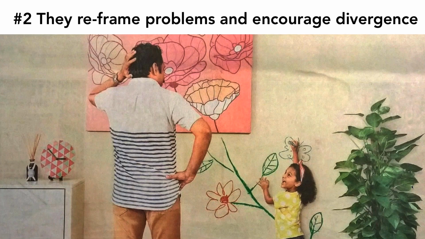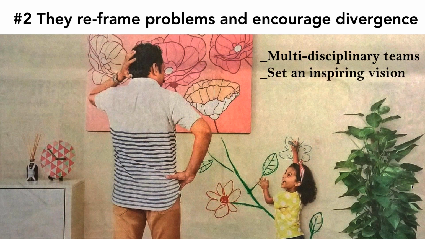Number 2, creative organizations reframe problems and they encourage divergent thinking. I've found that when a new problem is identified by a creative organization, their structure is flexible enough to allow multidisciplinary teams to form easily. And when these project teams form, their first task is not to start solutioning. It's to set a course, a vision that will inspire novel ideas and encourage people to take risks as they work towards new solutions.